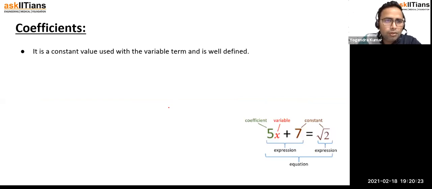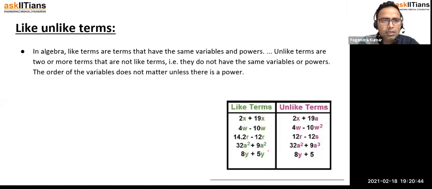Now, what is a coefficient? A variable multiplied by some number, that number is called the coefficient. It is a constant value we use with the variable term. Like here, 5 is multiplied by x, so 5 is the coefficient, right? Now, what do you mean by like terms and unlike terms? 2x and 19x are like terms. 4w and minus 10w are like terms, right? Unlike terms: 2x and 19a are not like. If I write x square and 10x, are they like? No, they are not like terms. Like terms are what?